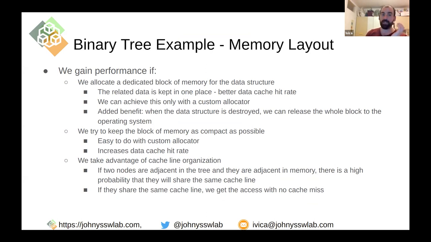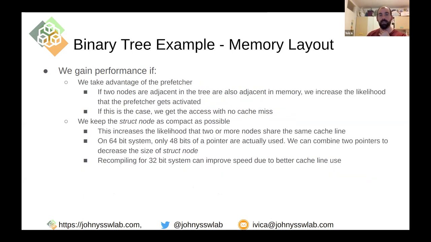I already explained it. We take advantage of cache line organization. If two nodes are adjacent in the tree and they're adjacent in memory, there is a high probability they will share the same cache line. If they do share the same cache line, we get the access with no cache miss. So we need to also take advantage of the prefetchers. If the two nodes are adjacent in the tree and also adjacent in memory, it increases the likelihood that the prefetcher gets activated.